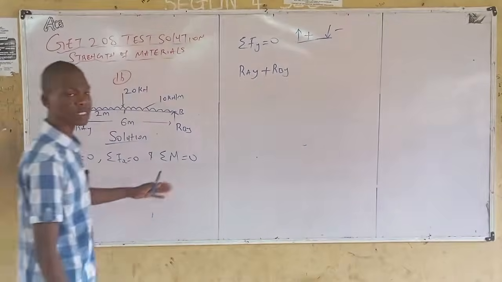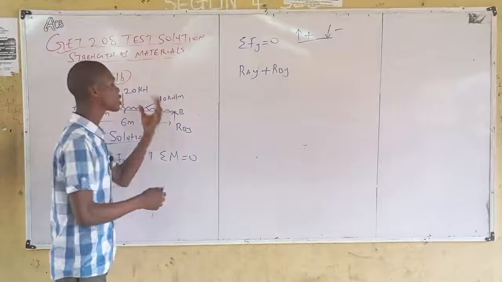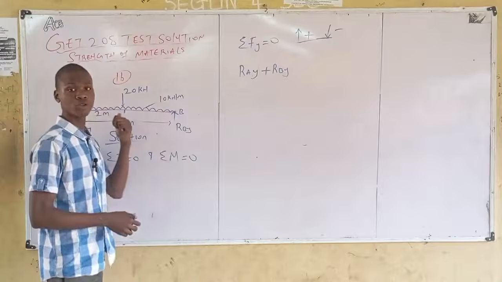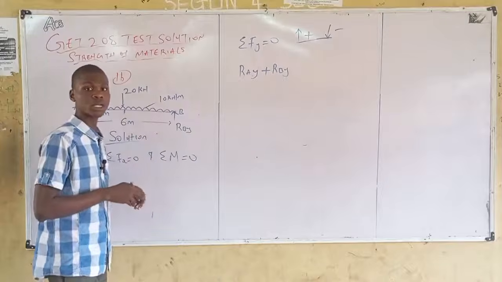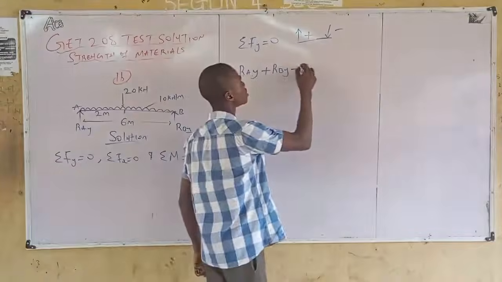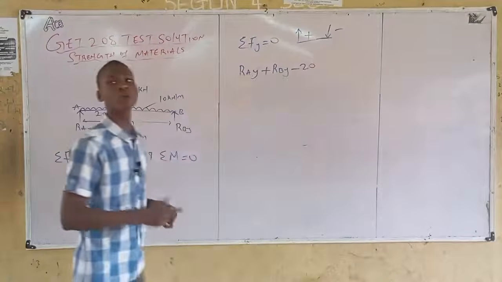What is the downward force in this case? 20 kilonewton and the U.D.L, right? Let's take the first one, which is 20 kilonewton. It is acting downward. Will it be positive or negative? Negative 20. You are done with the point load.